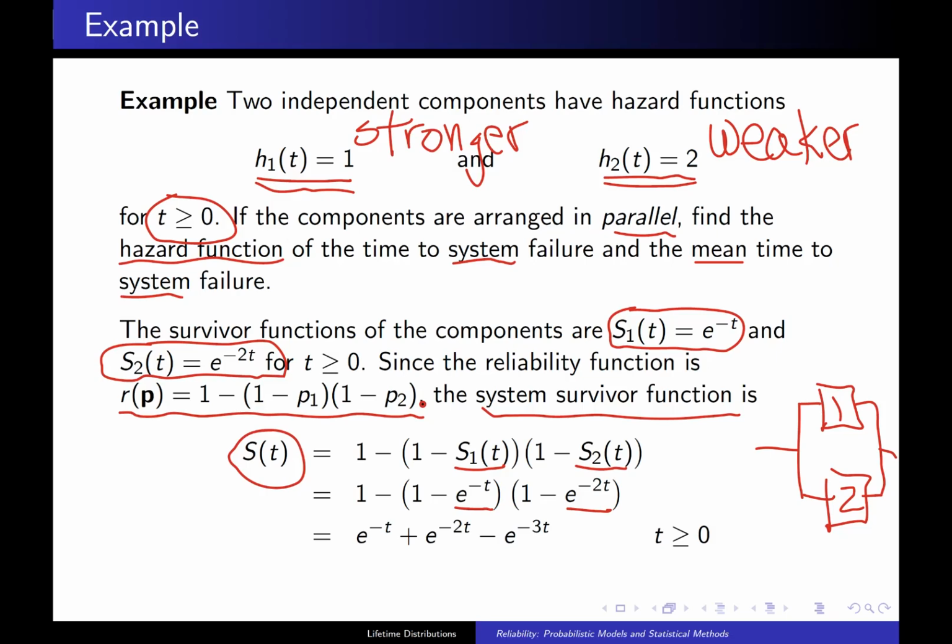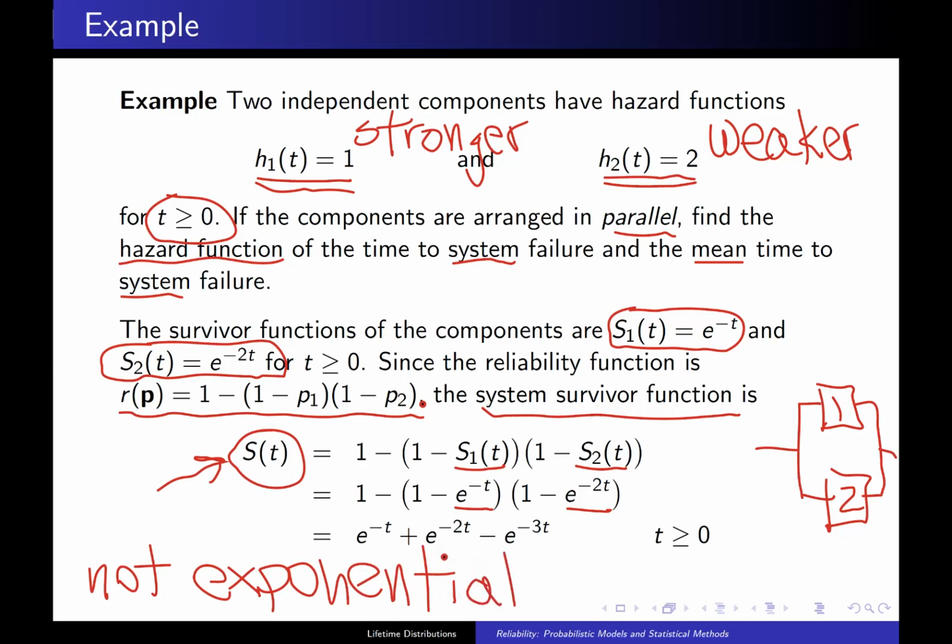Now, one thing you recognize right away from that is that this particular survivor function is not exponentially distributed. And the question is, why is it not exponentially distributed? If component 1 is as good as new, and component 2 is as good as new, which is to say they both have the memoryless property, why isn't it the case that a working system is as good as a new system? Well, here is the reason.